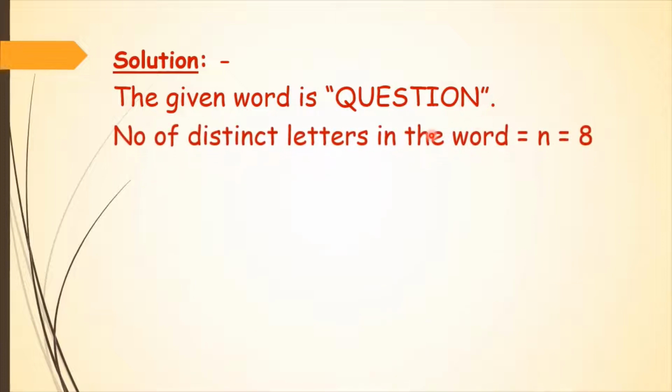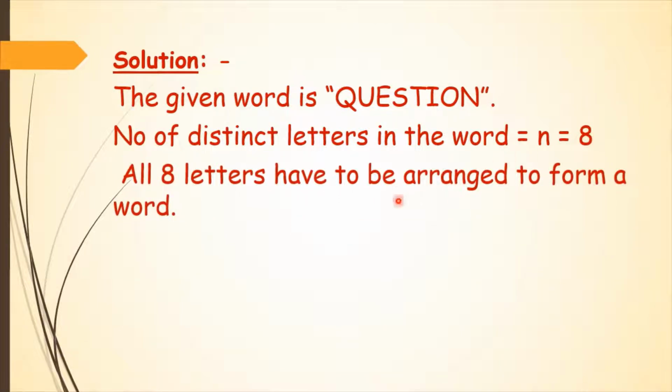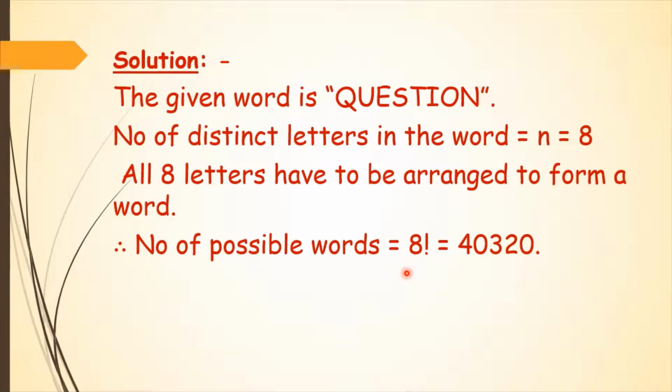So, the number of distinct letters in the word is equal to n, that is 8. All 8 letters have to be arranged to form a word. So, out of 8, all 8 we are going to arrange. Here you can use the technique of factorial. Therefore, the number of possible words is equal to 8 factorial, that is the product of integers 1 to 8, and that comes out to be 40,320.